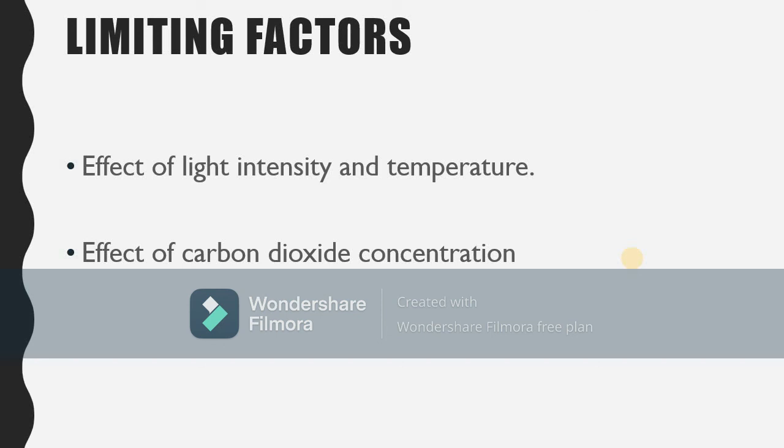The other thing is about the effect of carbon dioxide concentration. As the carbon dioxide concentration rises, the rate of photosynthesis goes on increasing until it is limited by other factors. An increase in carbon dioxide concentration beyond a certain level causes the closure of stomata, and it decreases the rate of photosynthesis. This is all about the process and mechanism of photosynthesis that takes place inside the plant, and how the plant grows in a very effective way.